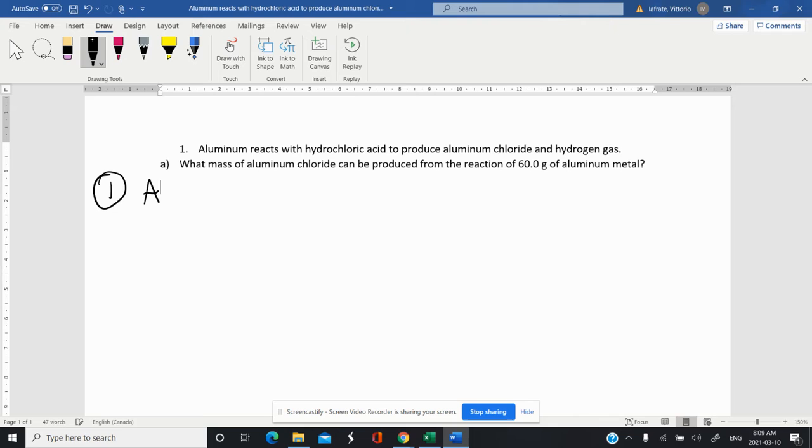So we're going to have aluminum, and it's solid, and it's reacting with hydrochloric acid, so HCl, and that is aqueous. And it's going to produce, and right, you can probably see it's already a single displacement reaction as per our previous units. And so we get aluminum chloride, AlCl3, and that should be aqueous, plus some hydrogen gas.